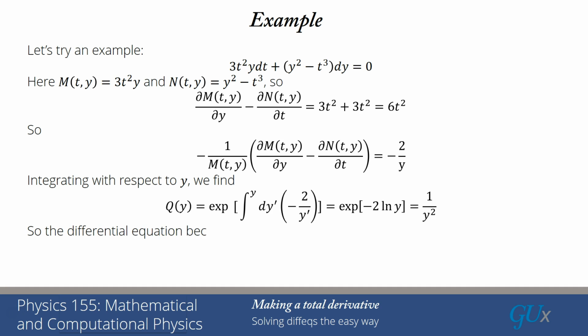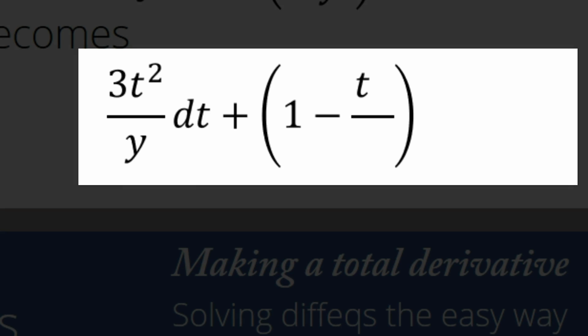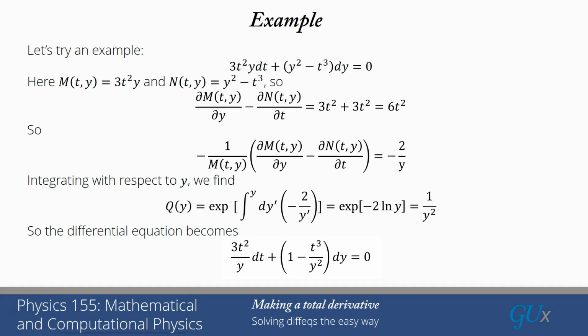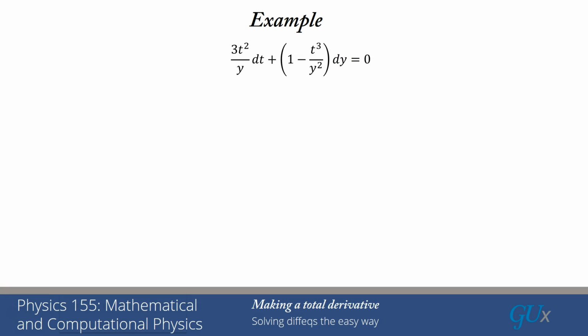So the differential equation is now going to become 3t squared over y dt plus 1 minus t cubed over y squared dy equals 0. And the claim is that this is an exact differential. So let's check it. The first thing we want to do is take the partial derivative of our new M with respect to y and see: is it equal to the partial derivative of the new N with respect to t?